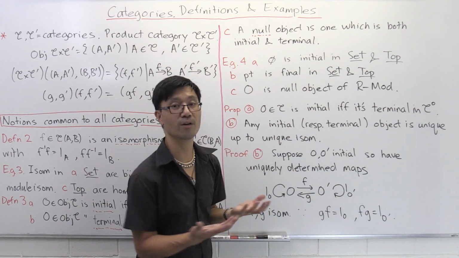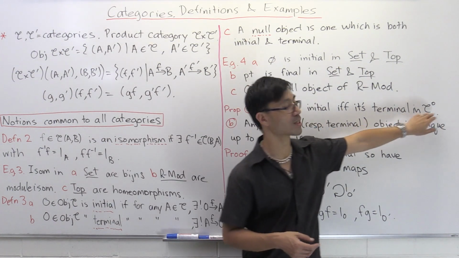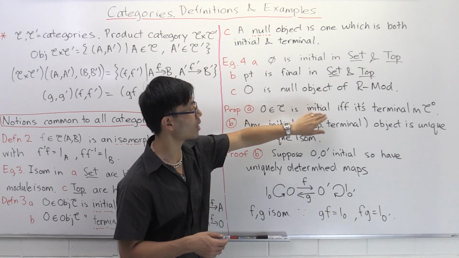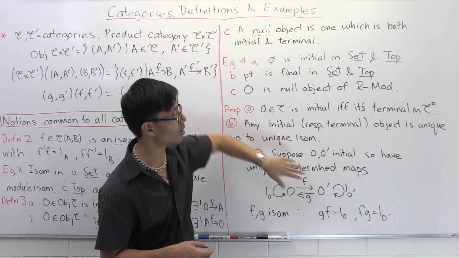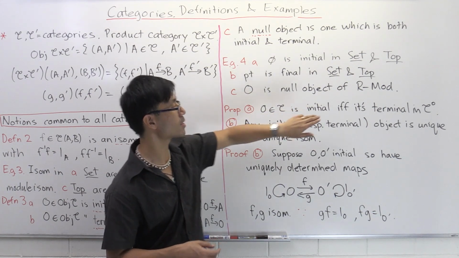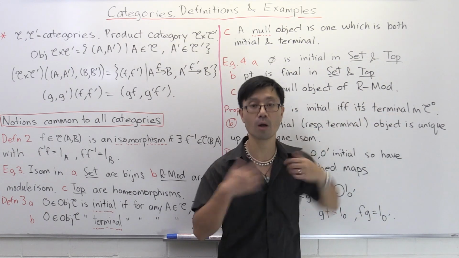If you know there are certain facts which are true for all categories, then often when you apply it to the opposite category, you get a new result. So if you know something about initial objects, like this fact that I'm going to prove here, and it's true for all categories, then applying it to the opposite category will tell you a corresponding result for terminal objects.